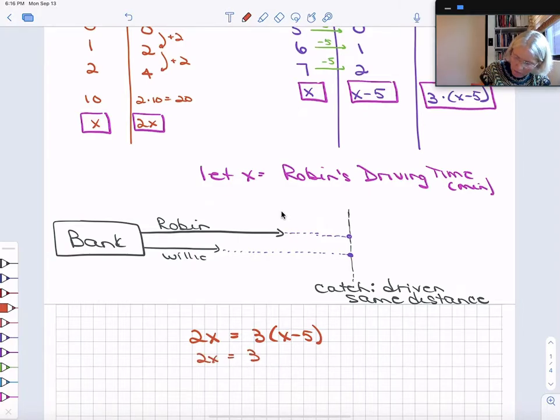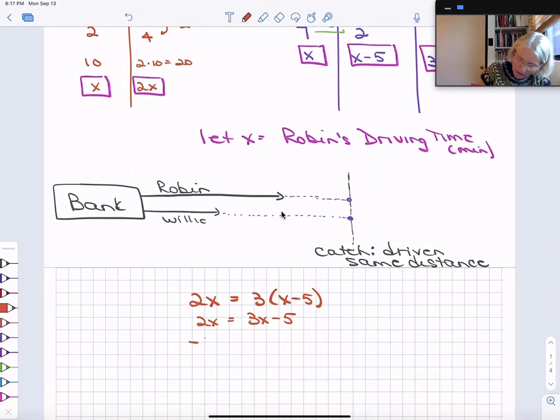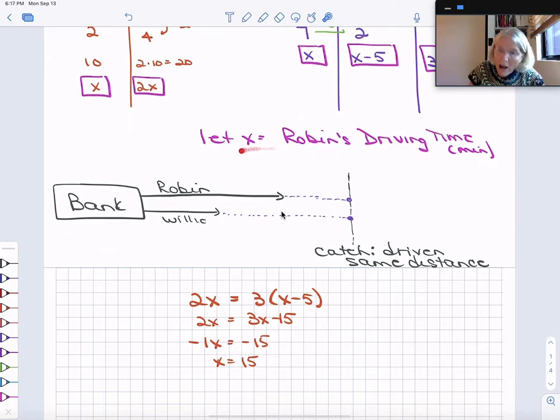I'm going to first distribute. I'm going to subtract 3x from both sides. Did you catch my error? Should have been negative 15. I'm going to divide both sides by -1. And I now know that when Willie catches Robin, Robin has been driving for 15 minutes. So if Robin's been driving for 15 minutes, we know that Willie's been driving for 10.